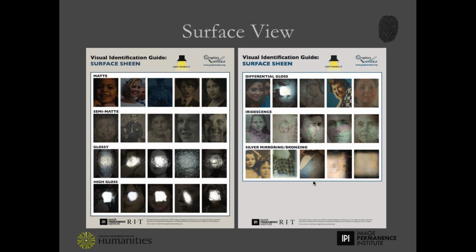Bronzing is also a term used for inkjet prints, especially pigment-based inkjet prints, in which the color of the gloss itself is bronze. So here, the last two images are pigment-based inkjet prints, and the color of the sheen itself is this bronze color. In order to see these features, what you'll want to do is refocus your eyes on the surface sheen itself, on that ball of light, and not on the image. Silver mirroring, bronzing, and iridescence can actually be pretty subtle.